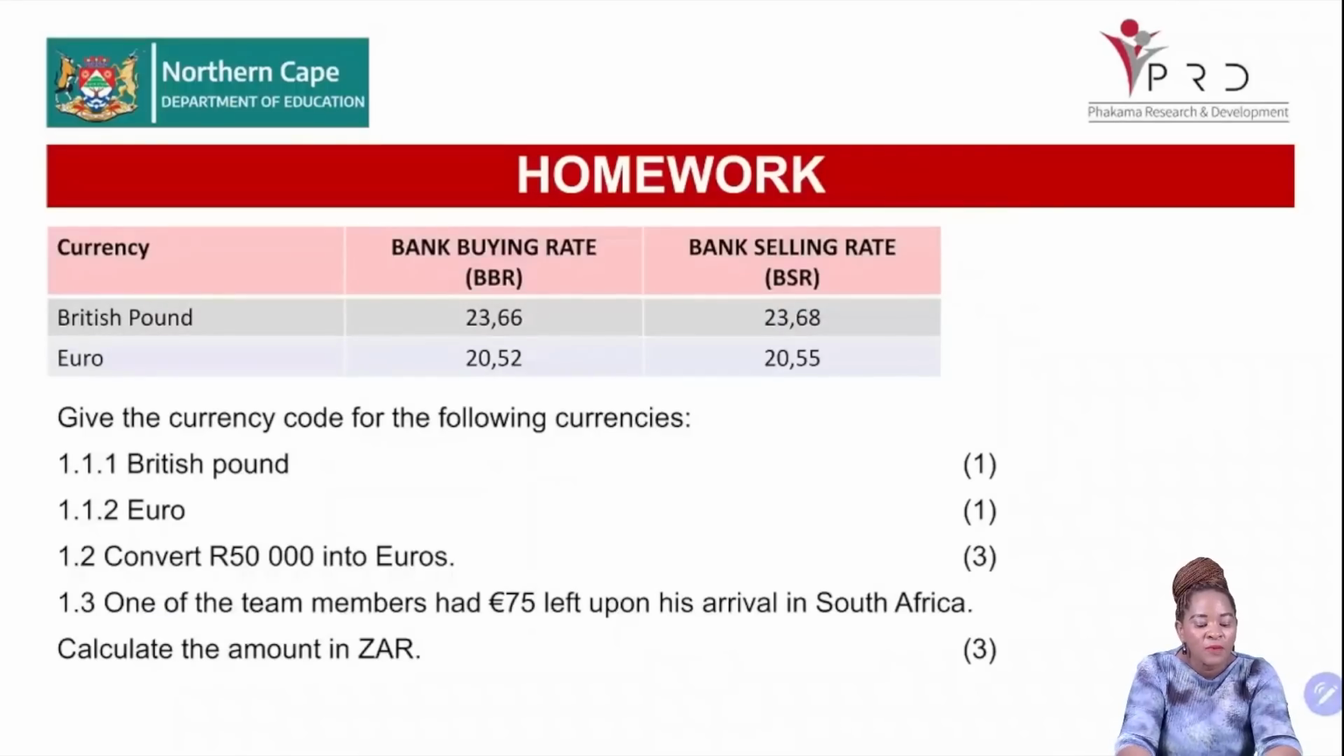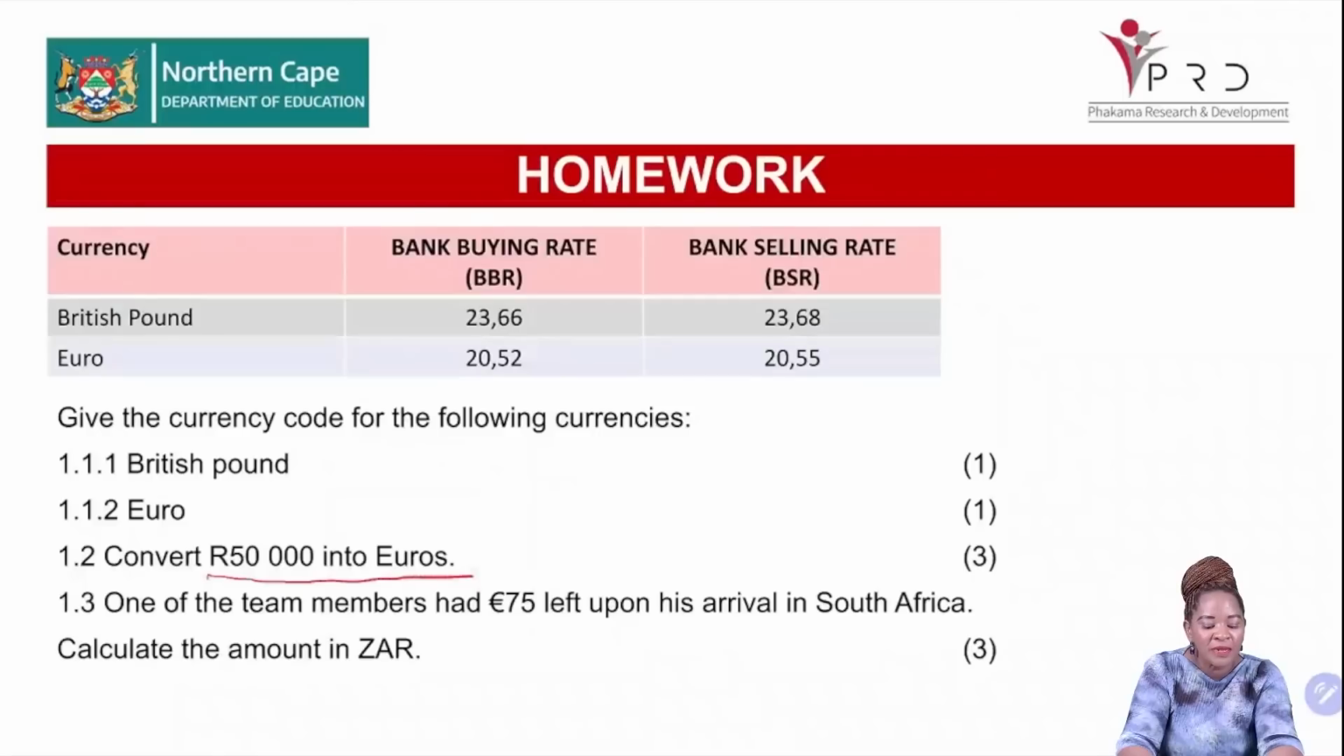Now, what you're supposed to do in this homework, grade 12 learners, you're supposed to give the currency code for the following currencies. 1.1.1, the currency code for British pound, currency code for the euro, and then in 1.2, you're supposed to convert the 50,000 rand into euros. Remember, you have been given the bank buying rate and the bank selling rate. You know which currency to divide, you know which currency to multiply.